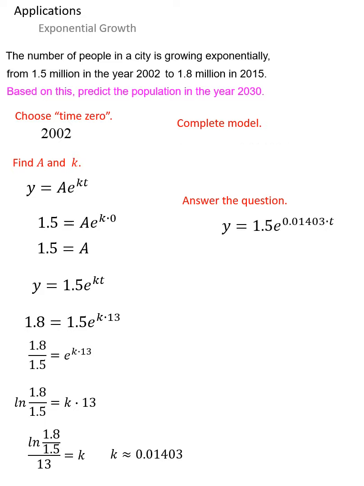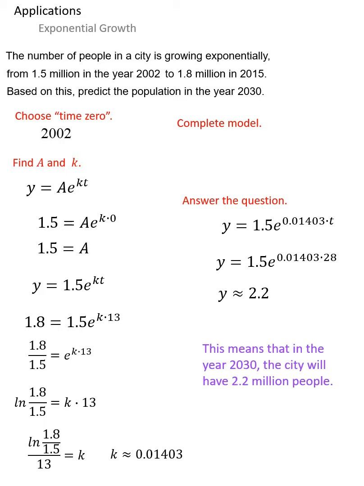Therefore, I'm going to answer my question by taking my model and plugging in 28 for the value of t. I recommend at this point hitting pause and practicing typing this into your calculator and getting y as a value. Go ahead and hit pause now. Typing that in your calculator should have given you approximately 2.2, and that represents 2.2 million people as our population prediction for the year 2030.